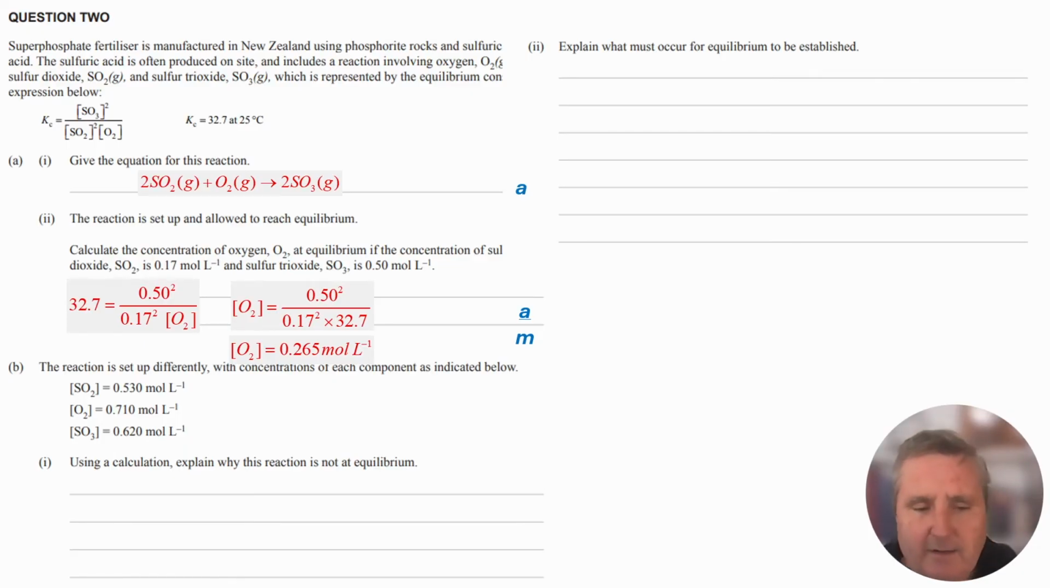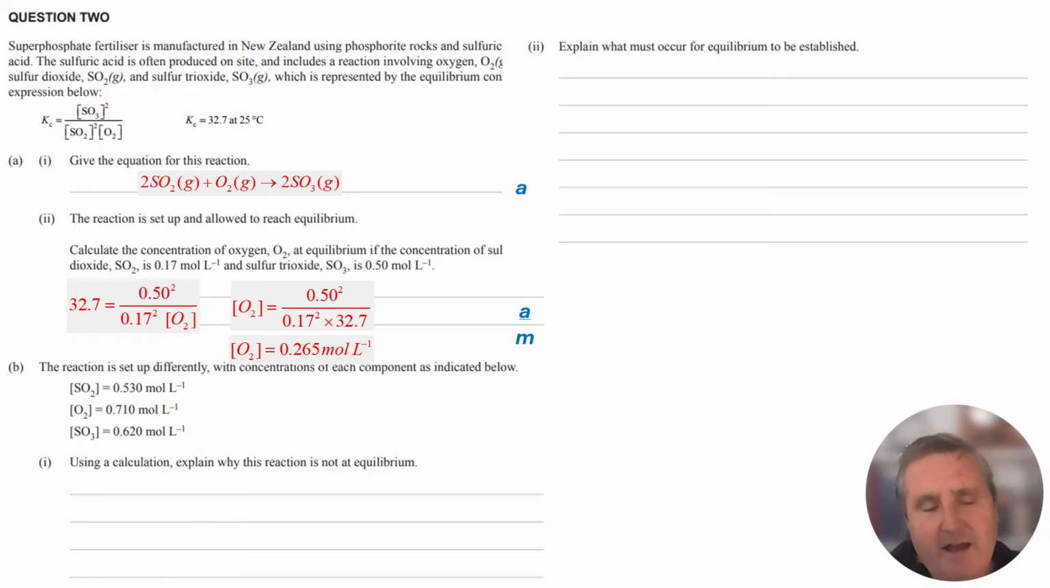Now the next one says, if they set up the reaction differently with concentrations of each component indicated below, so they've got us 3 concentrations, they want us to calculate if the setup with these 3 concentrations would be at equilibrium or not. So here's the rub. If we substitute those 3 values in, sulfur dioxide, oxygen, and sulfur trioxide, and carry out the calculation, and it equals 32.7, then that means that the system or the reaction is at equilibrium. If it doesn't, it means it's not at equilibrium.